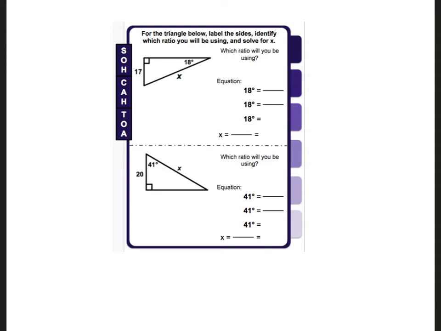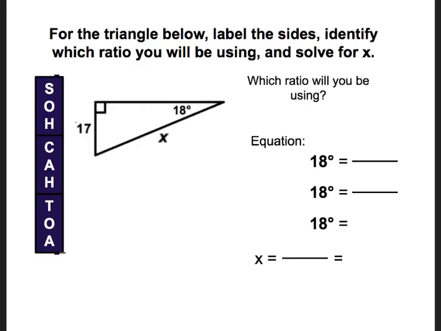We are still using our trig ratios to solve for side lengths. We're going to do two more examples in this video, so without further ado, let's get started. For the triangle below, label the sides, identify which ratio you'll be using, and solve for x.